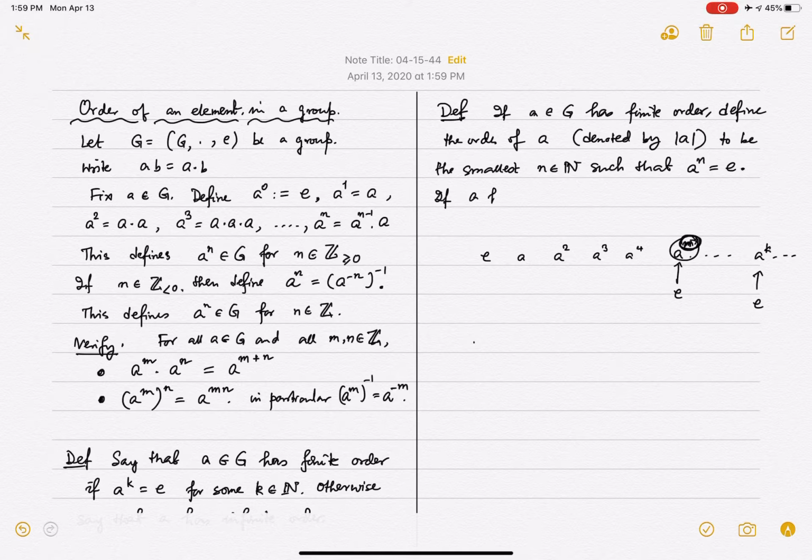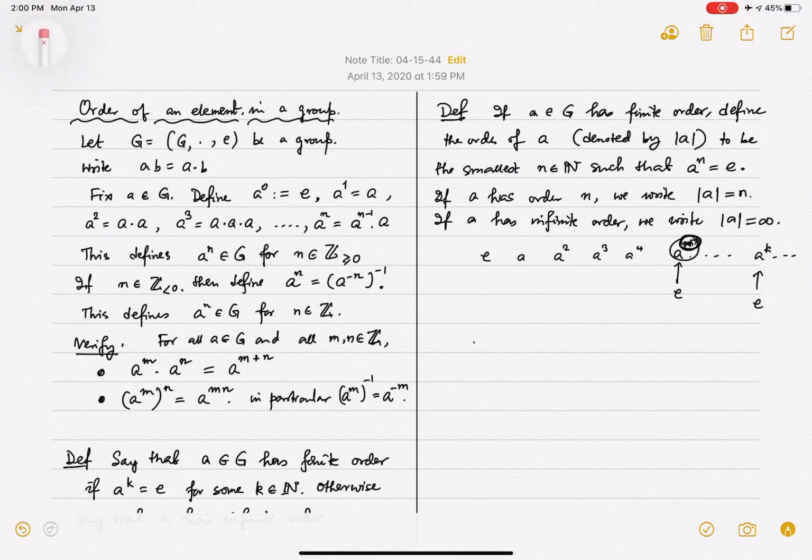So if a has order n, we write, and if a has infinite order, we write. It's just a notation.